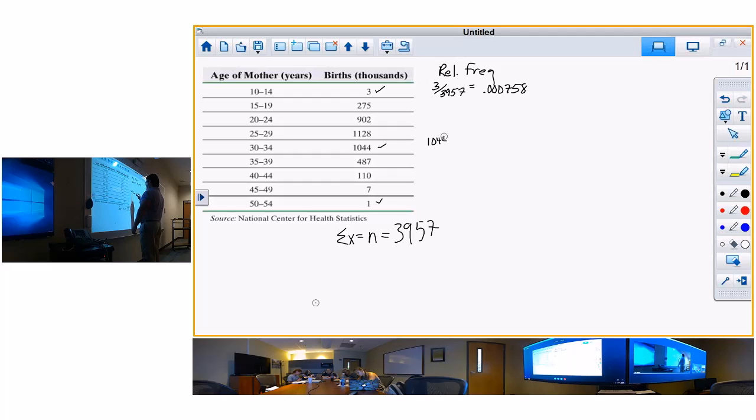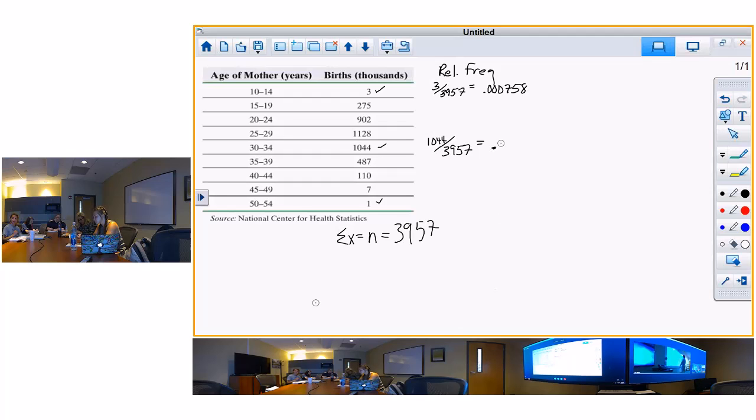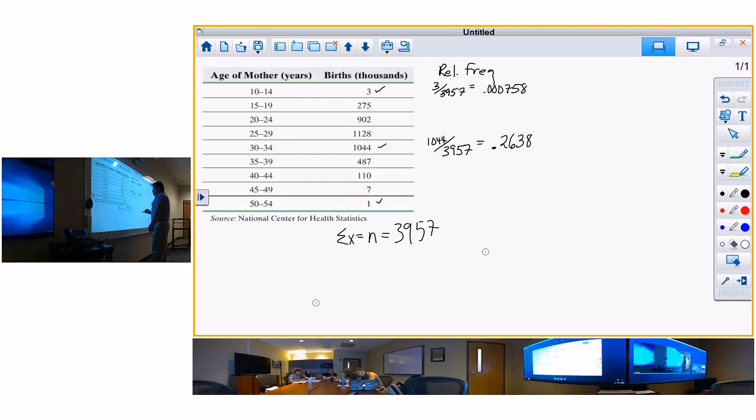Okay. All right, so let's take this one. 1,044 divided by 3957. And give me 4 digits or whatever. What is it? 0.2638. Thank you. And then the last one, 1 divided by 3957. Just tell me what the calculator says and I'll do it myself. What is it? 0.00252. Is that what everybody got? Yes. Okay. So that's your relative frequency for those 3.